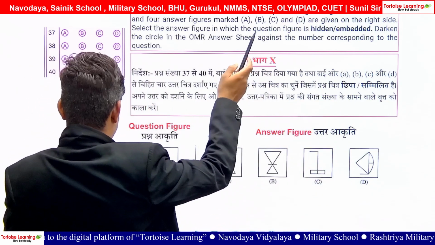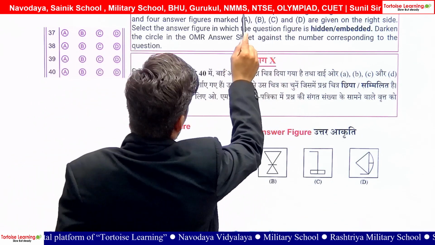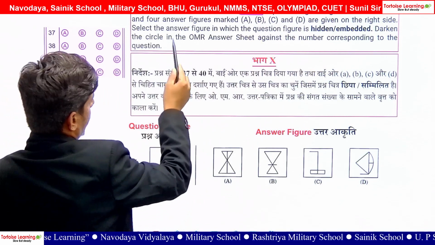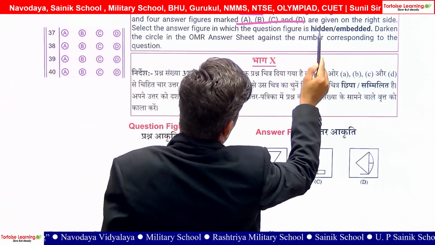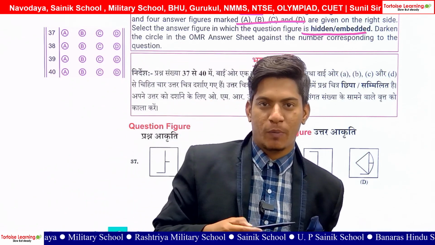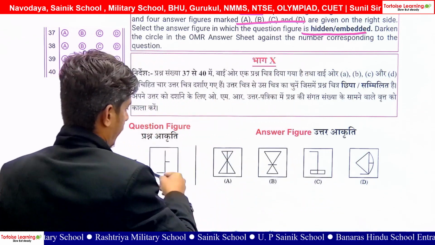From 37 to 40, questions 37 to 40. Question figure in left. Okay, this is the question figure. Mark A, B, C, D. Hidden, embedded, hidden figure. Hide and seek. You have played the game hide and seek, so we have to find the hidden figure.